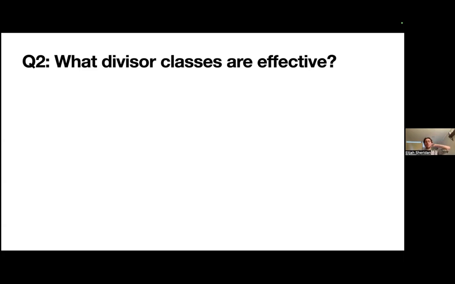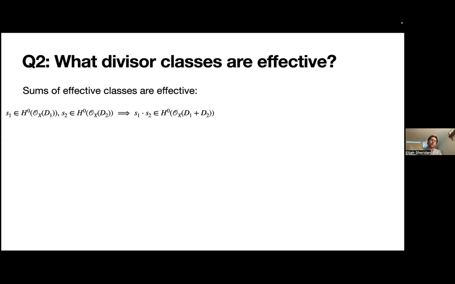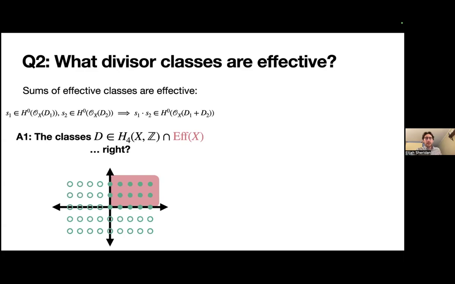This might sound like almost too easy of a question because as soon as you make the observation that sums of effective divisor classes are also effective, which just follows because if I have two effective line bundles, D1 and D2, and I pick sections of them, and I take their product, that's a global section of their sum. And so it seems like I should really just take the cone generated by all effective divisors, intersect this with the lattice H_4, and this should give me all of the effective divisors for whatever variety I'm considering. So I've given a little schematic here.